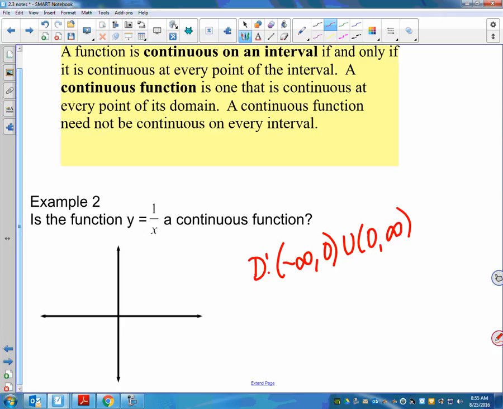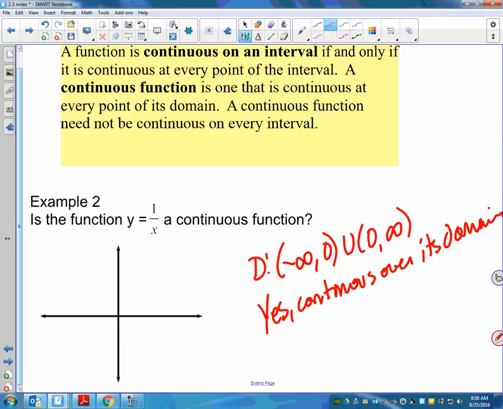So I could say a continuous function is a function that's continuous at every point of its domain. I could say, is this a continuous function? Yes. Continuous over its domain. Because it is continuous everywhere between negative infinity to 0 and 0 to infinity.